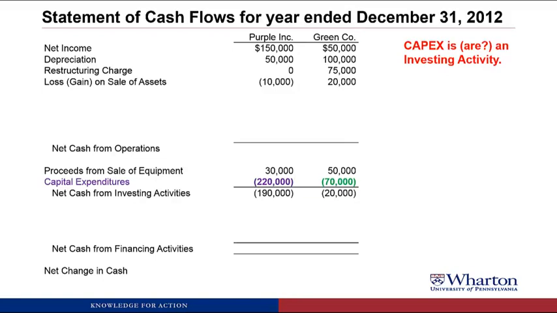Anyway, we put a line in the cash from investing activity section where we show the capital expenditures for both Purple and Green.